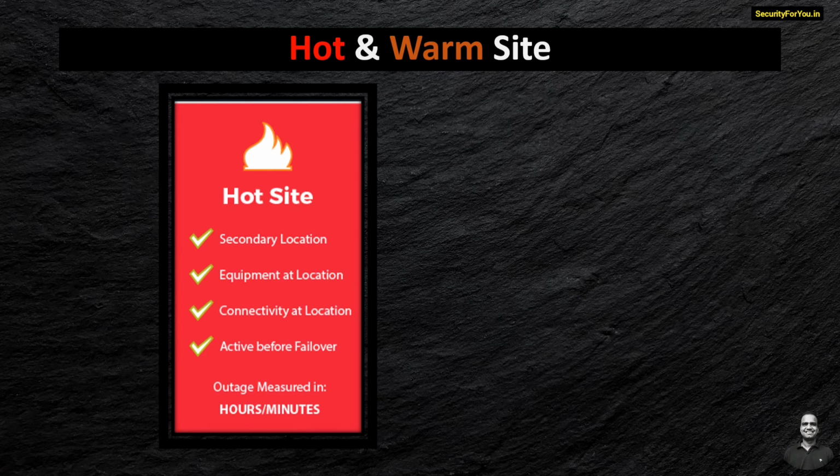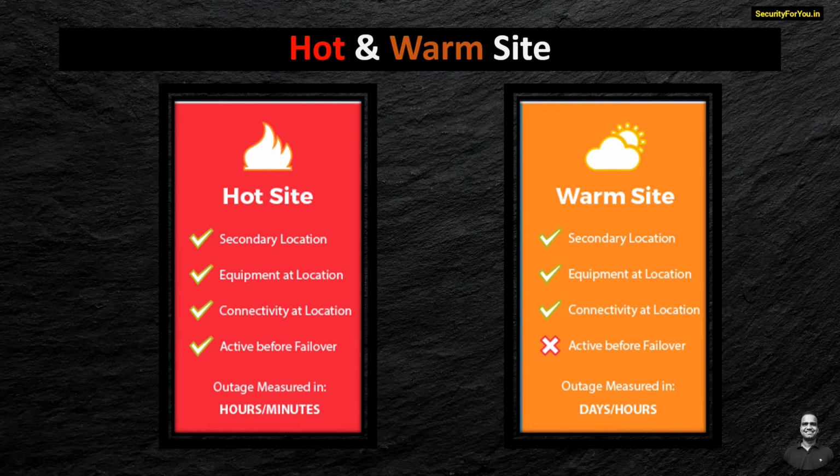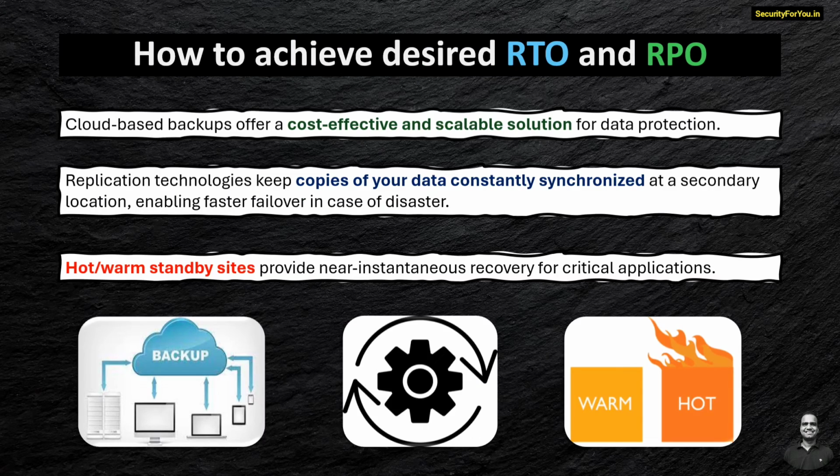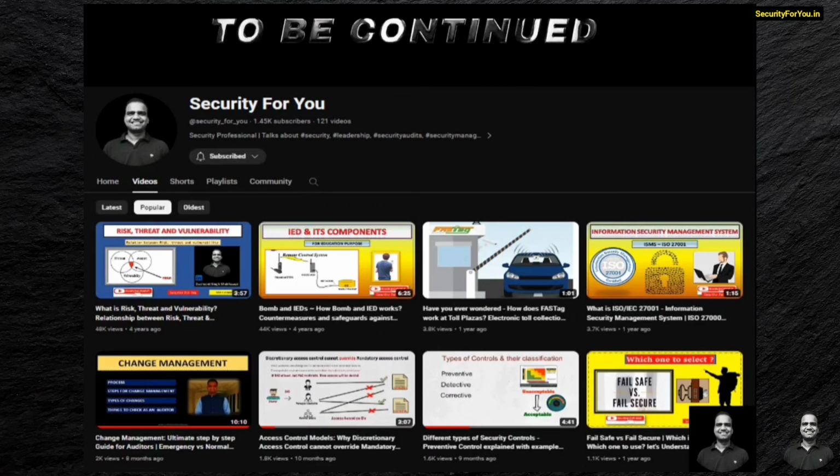A hot site is essentially a mirror image of your primary site, and data is constantly replicated to the hot site, which ensures minimal downtime during a disaster. While a warm site provides essential infrastructure like power, cooling, network connectivity, but typically it lacks pre-configured servers and applications. So data backups might be readily available at a warm site, but these would need to be restored to servers before operations can resume. So these are some of the disaster recovery solutions which can help you achieve your desired RPO and RTO targets. I hope you have learned something new.